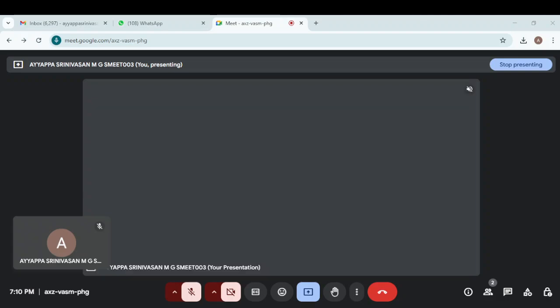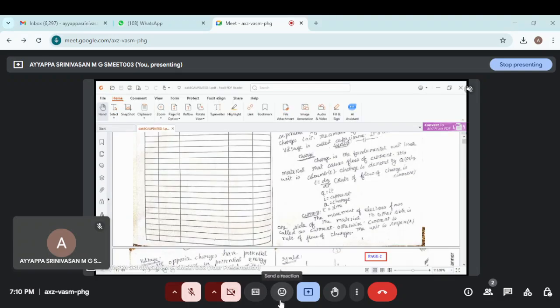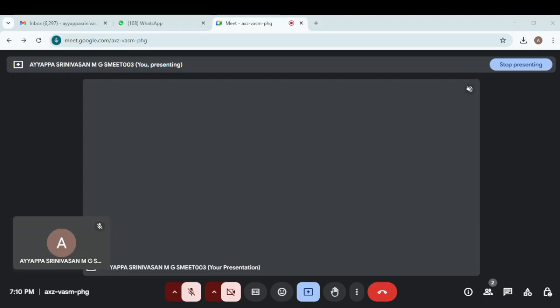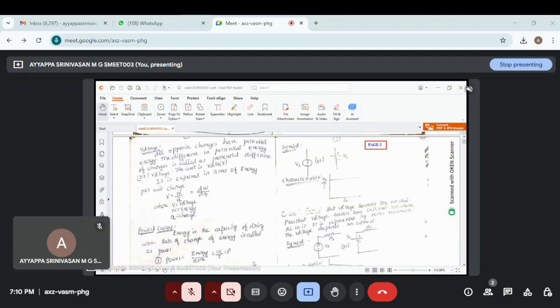Now, charge. Charge is the fundamental unit of any material. Whenever charge flows, current is created. So current is dq by dt, right? This is the fundamental property. Then voltage, power and energy. Voltage is nothing but the work done to bring a charge from one point to another. That is called voltage.